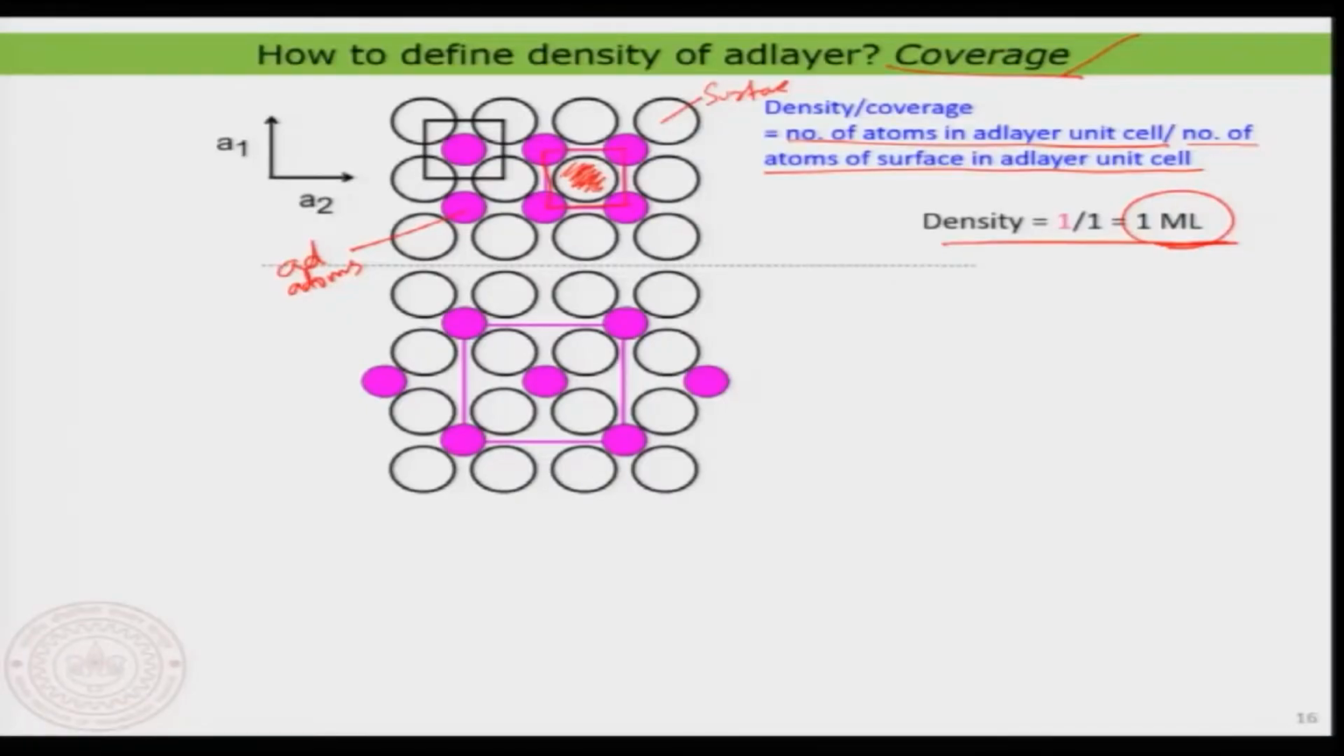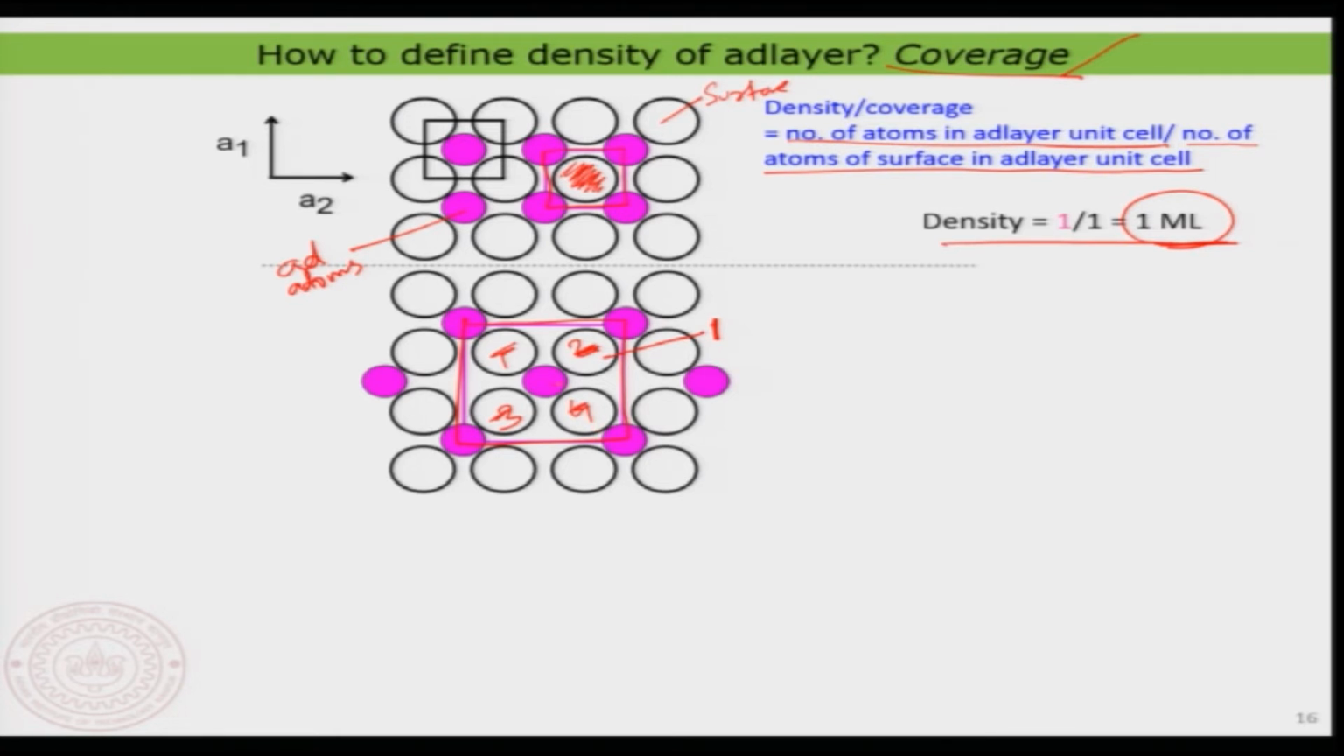Now, let us look at another surface. This is a less dense surface, you clearly see that. Now, this is the unit cell of your surface, the Adlayer, and you can clearly see that I have one atom in the Adlayer lattice, but I have 4 atoms in the surface: 1, 2, 3, 4 atoms in the surface, right.